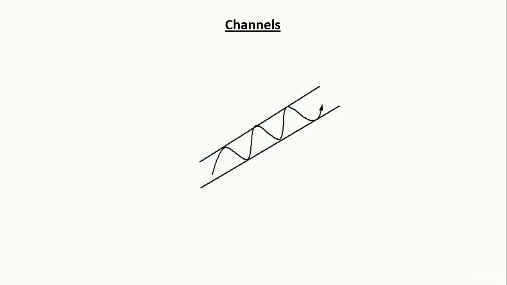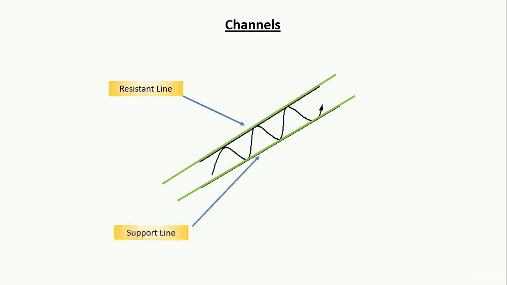A channel is when the price is contained within two lines. The upper line serves as a resistance line, while the lower line is the support line. What you see here is an uptrend channel. The upper line is drawn by connecting two swing highs, while the lower line is drawn across two swing lows, similar to the way a single trend line is drawn.